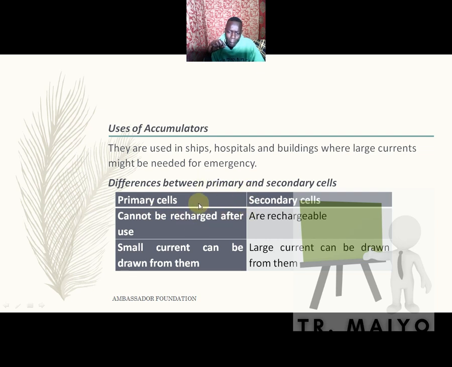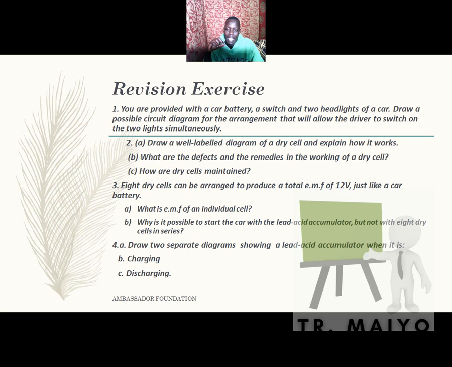These are the differences between the primary cells and the secondary cells. Primary cells cannot be recharged after use. Secondary cells are rechargeable. Small current can be drawn from primary cells, while large current can be drawn from secondary cells. That's another difference. Now, these are the revision exercise.